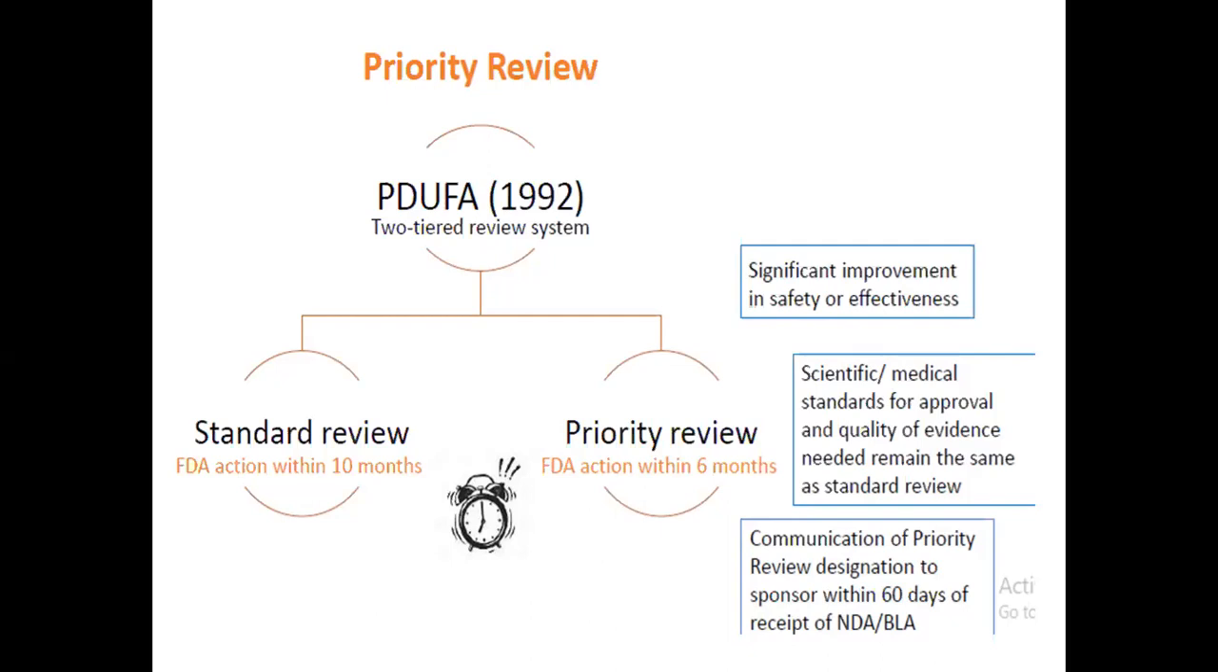In the case of standard review, the FDA should take action within 10 months. But for priority review, the FDA acts within 6 months. So the scientific or medical standards for approval and the quality of evidence needed remain the same as in a standard review. But the priority review designation is communicated to the sponsor within 60 days of receipt of the new drug application, or maybe the biologic application.